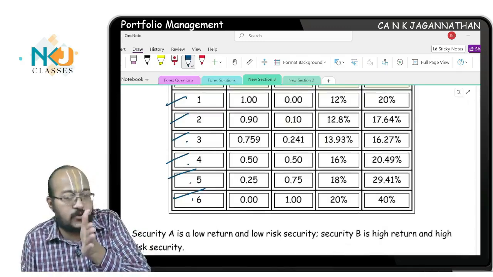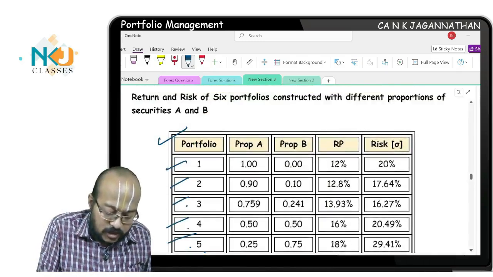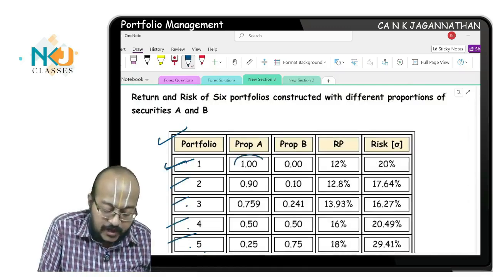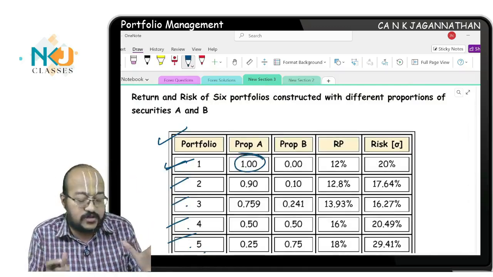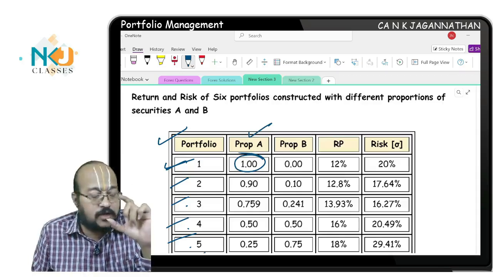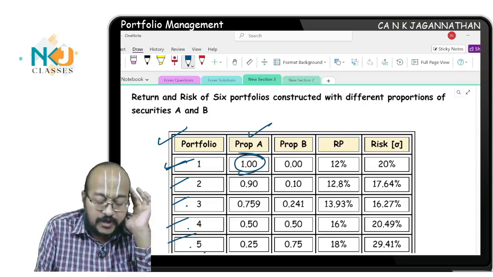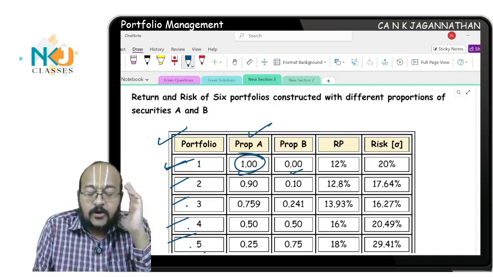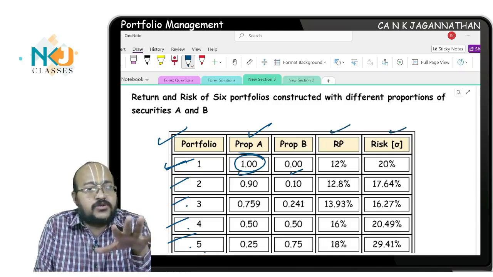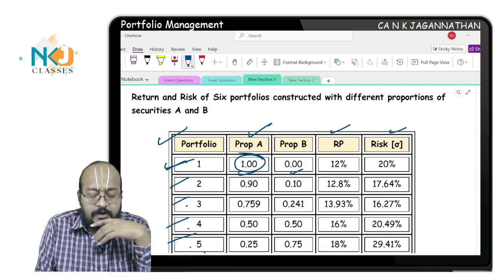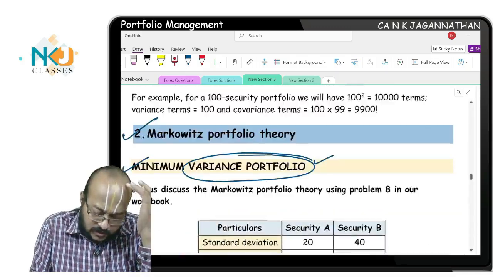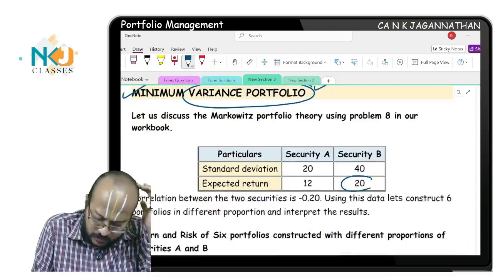I will construct a portfolio with varying proportions, which means in the first case, portfolio 1, the entire 100 rupees or 100% is invested in security A, which means the amount invested in security A will be 100% and security B 0%. In such a case, what will be my portfolio risk and return? Portfolio return is nothing but the weighted average return of the individual securities inside the portfolio. 100% into 12 plus 0% into 20, whatever is the return for security B.